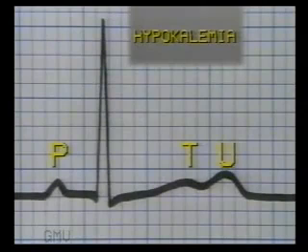Hypokalemia. With hypokalemia, the T wave amplitude progressively diminishes while U wave becomes prominent. This may give a false impression of increased QT interval, but actually it is a U wave which has become prominent.